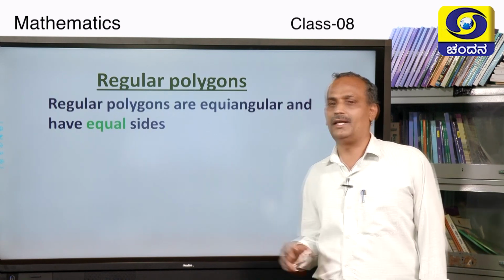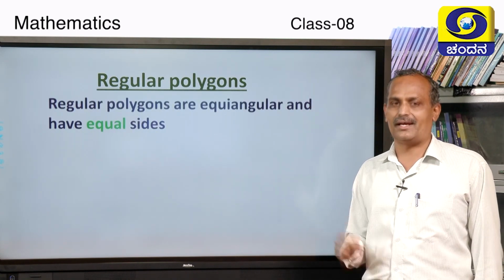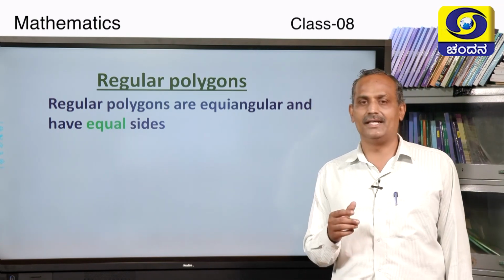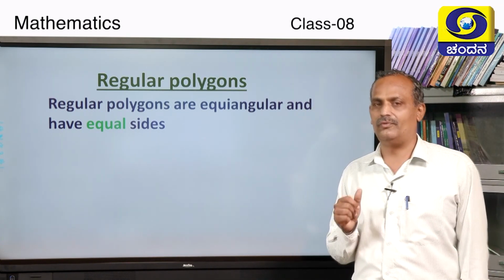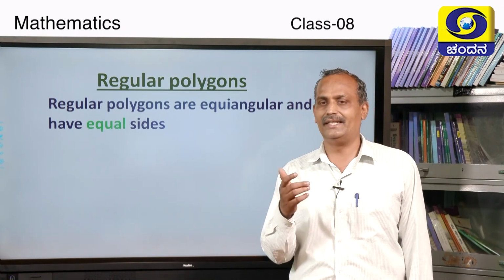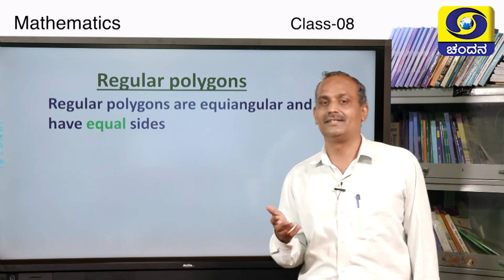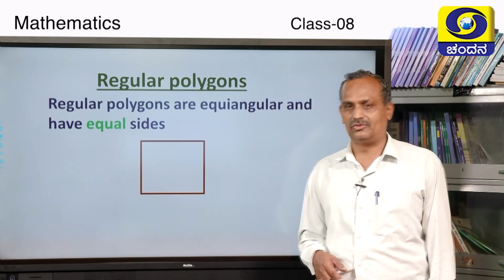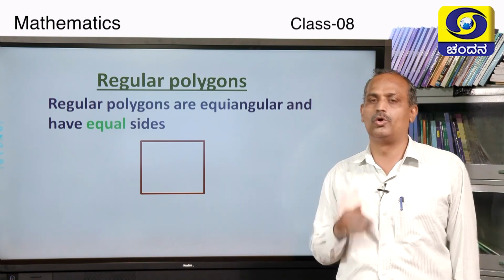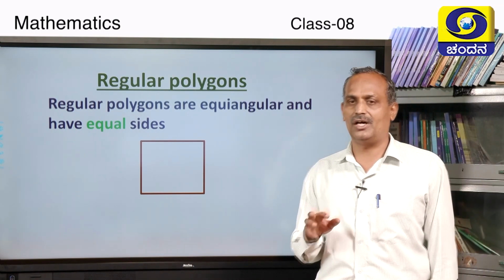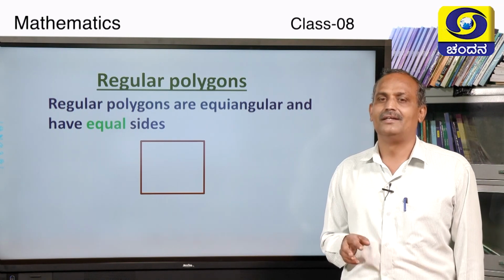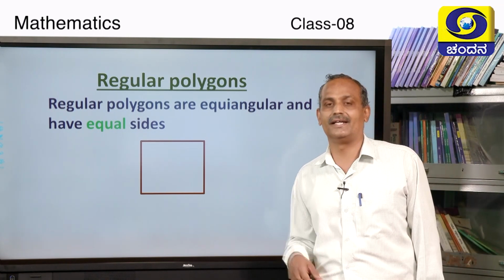A regular polygon is one which is equiangular and has all sides equal. Equiangular and equal sides. Which polygon has equal angles and equal sides, we call it a regular polygon. In contrast to this, if any one of these properties does not hold good, that means if it is not equiangular, if it has no such equal angles and equal sides, we call it irregular.